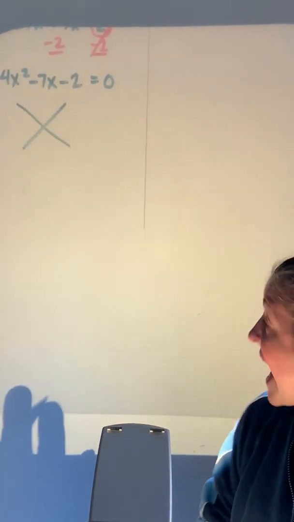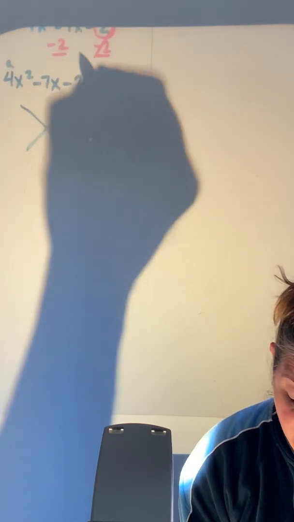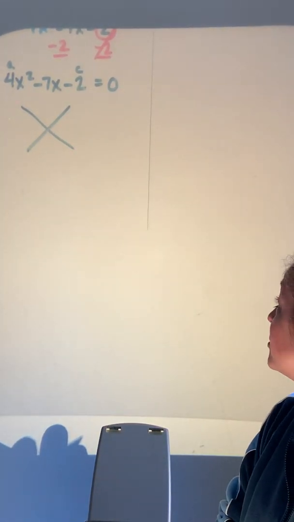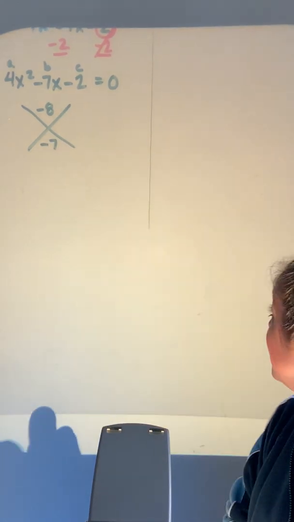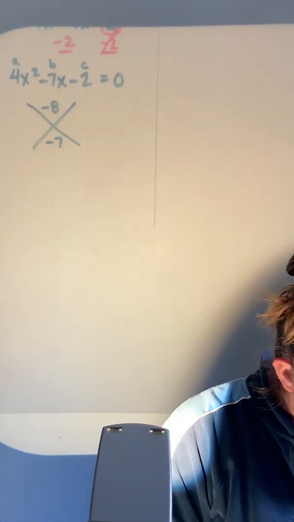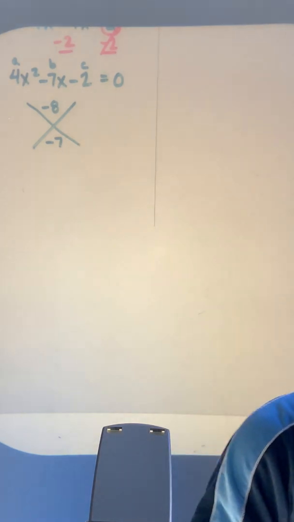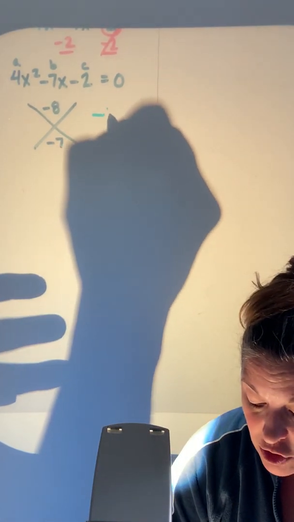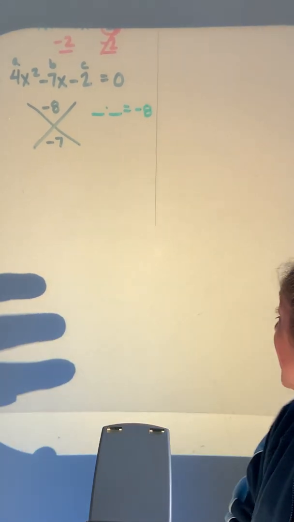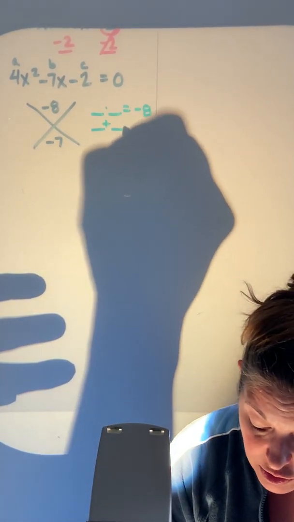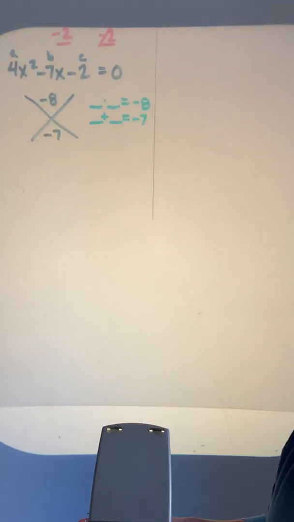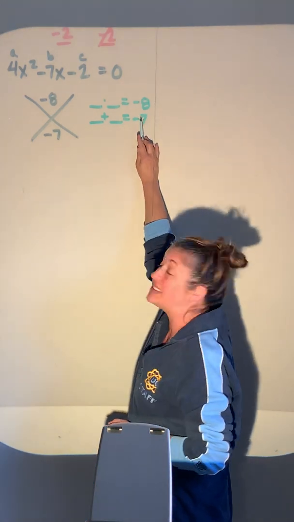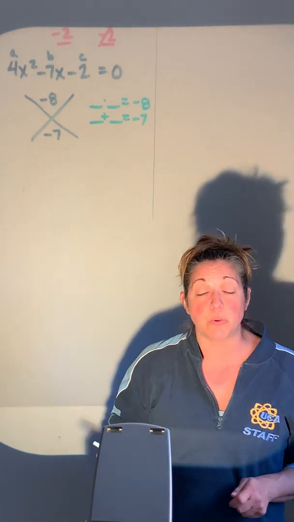So starting with our x, remember up top here, we take the a times the c value. So that'll be 4 times -2, which is -8. Our b value right here, which is a -7, will go on the bottom. Just to make sure we're all clear with the math that needs to be done, we're looking for 2 numbers that multiply to be -8, but those 2 numbers also must add or combine to be -7.